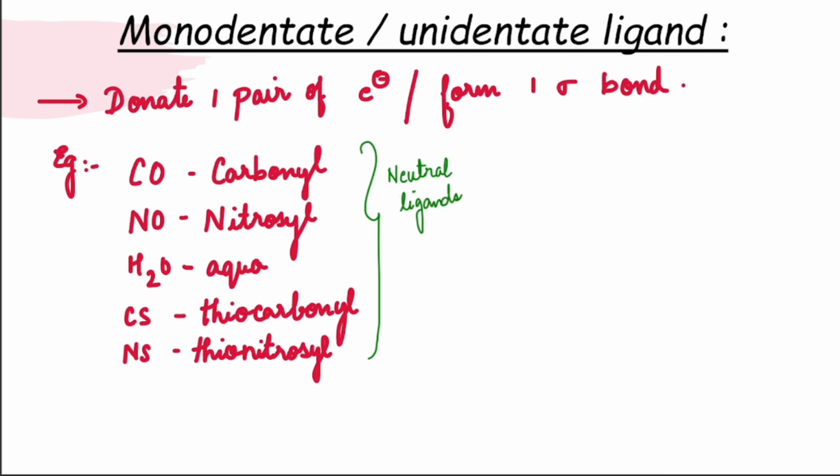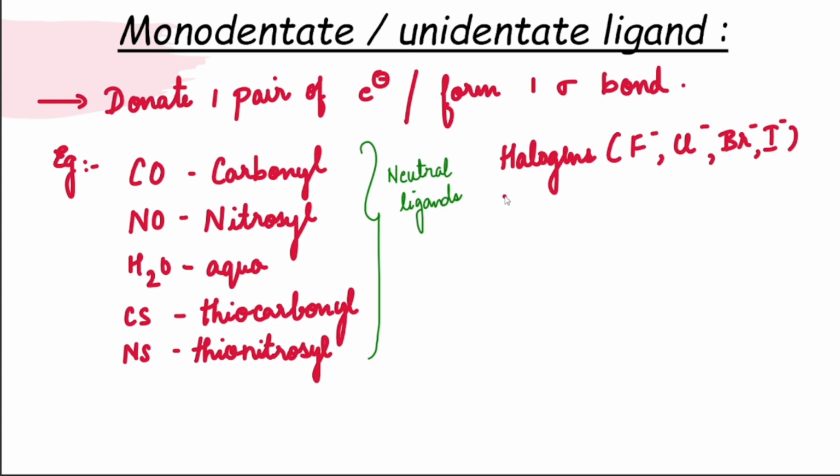Now let's see anionic unidentate ligands. This includes all the halogens. So what are the halogens? Fluorine, chlorine, bromine, iodine. All of these come under the anionic monodentate ligands. Anionic means all these ligands carry a negative charge.